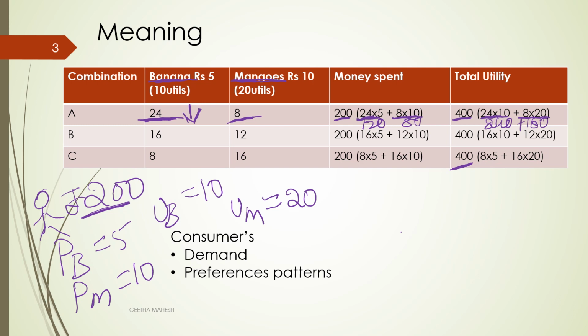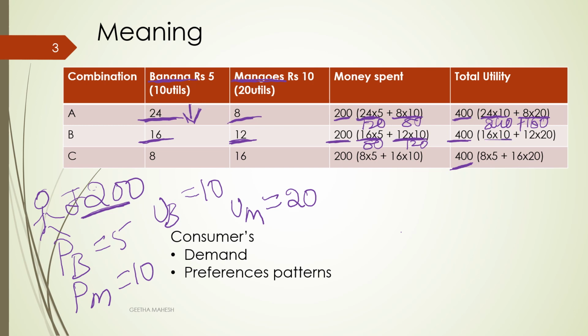Assume that in the shop the number of bananas is less. So he has to make a fresh combination. While choosing a fresh combination according to his preference, he has to spend his 200 rupees in such a way that he gets a maximum utility equivalent to 400. Now he makes a fresh combination of 16 bananas and 12 mangoes. For 16 bananas the money spent will be 80 and on mangoes he is going to spend 120, which is equal to 200.